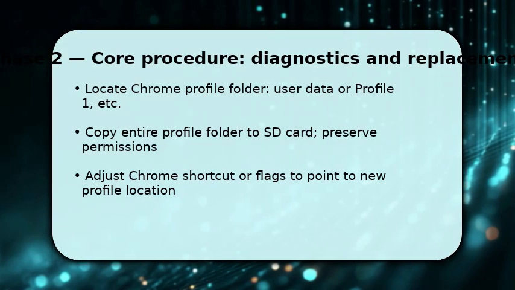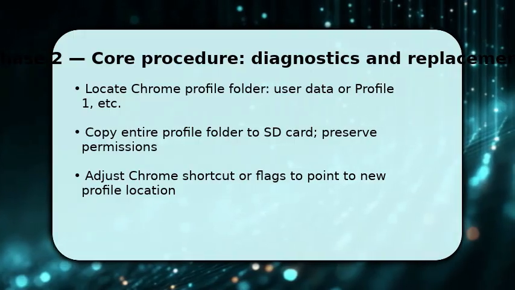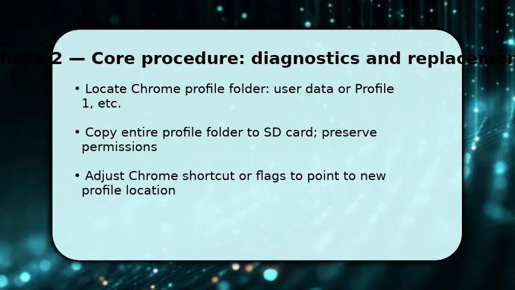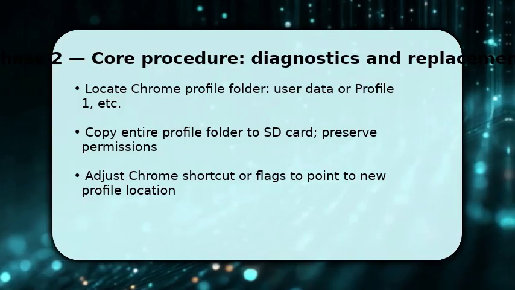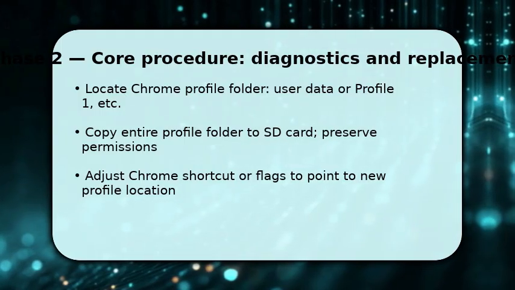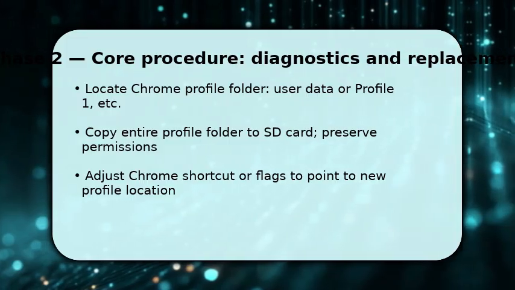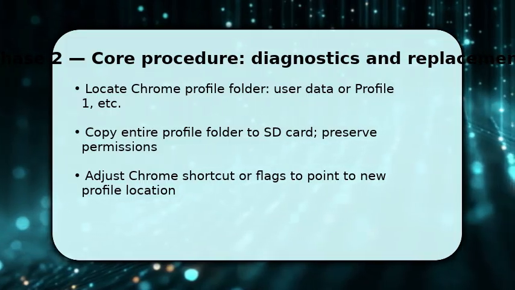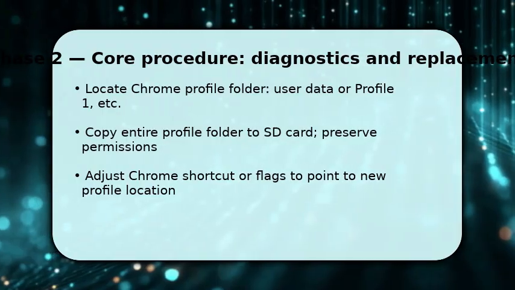You now locate the Chrome profile directory. On Windows, it's in the User App Data path. On Android, use the File Manager shell. Copy the entire profile folder to the SD card, preserving permissions and timestamps. This prevents extension or cookie errors.